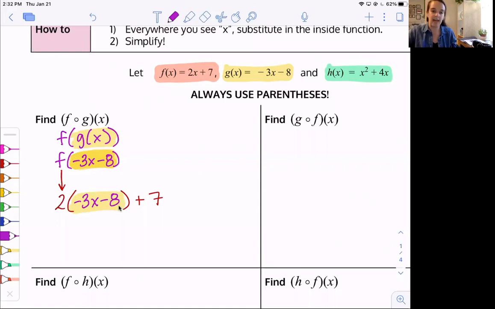So I have 2 times negative 3x minus 8, plus 7. That's my first step. I'm writing the equation and taking that inside equation, plugging it into the equation. And now my second step is to simplify. How would I go about simplifying this equation here? You can come off mute, you can put it in the chat, either way. How could I simplify this?